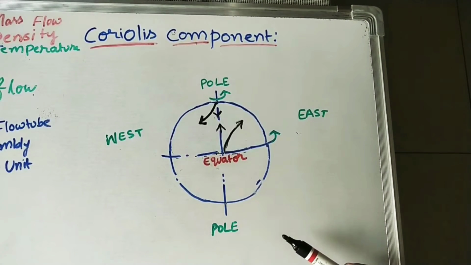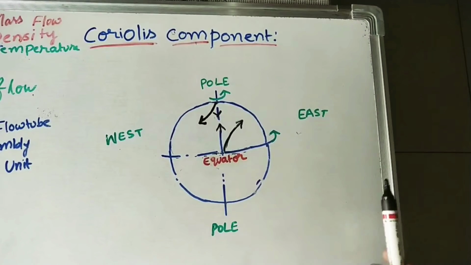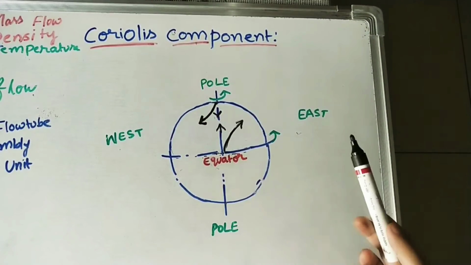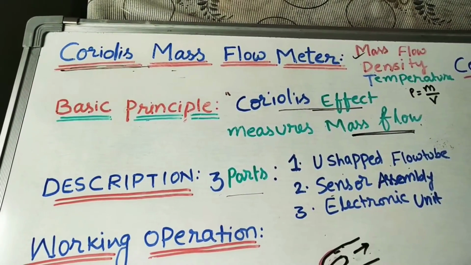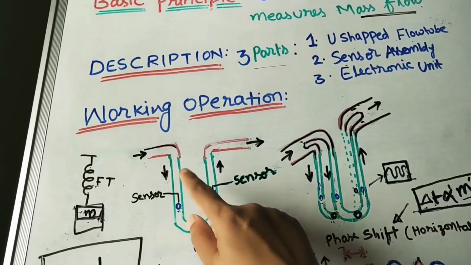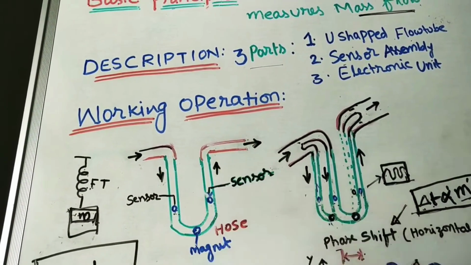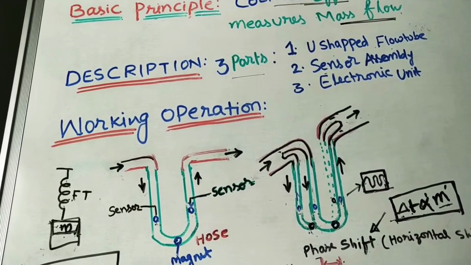Because of this Coriolis effect, the wind direction is changing and the tides are coming in different directions in the sea. So by using this effect in weather forecasting also, they are telling where the rain is coming and where the climate is clear. So this effect is very important. In this mass flow meter, we are using one U-shaped flow tube for measuring the mass of the flowing fluid. We will discuss all this in the description as well as in the working operation.